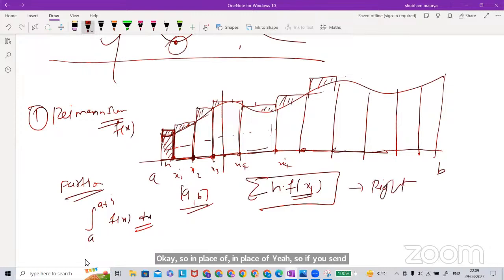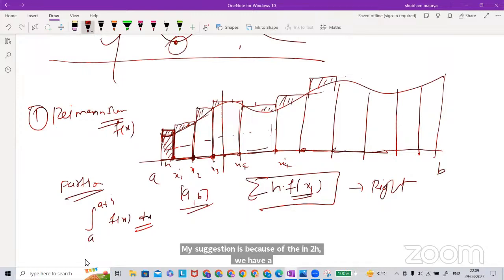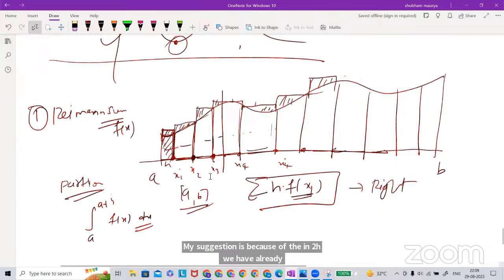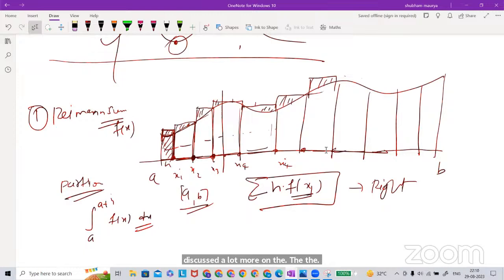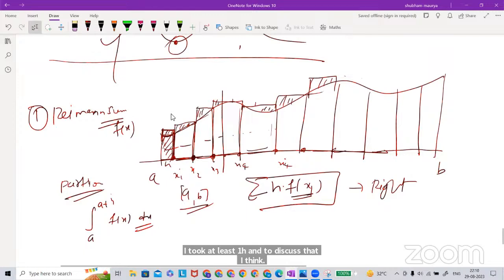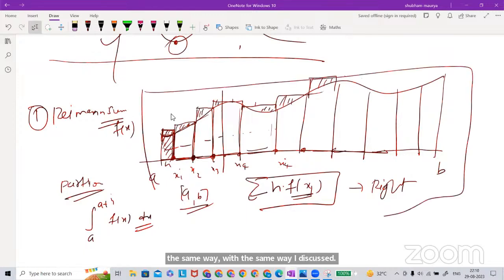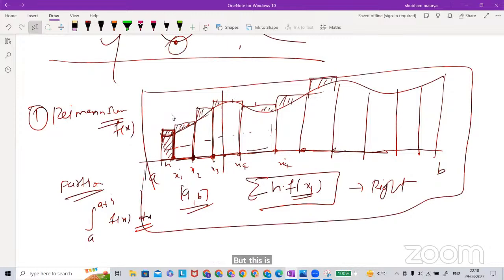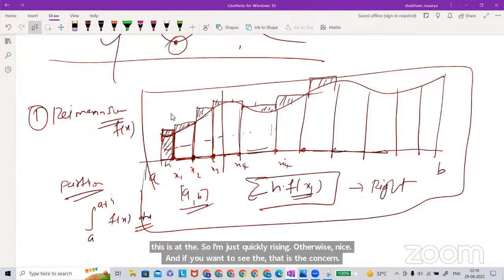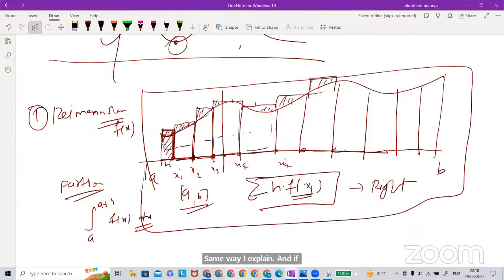My suggestion, when we are discussing the right sum, left sum, Riemann sum, is that in 2 hours we have already discussed a lot on the Riemann sum. Please watch the Riemann sum session. I took at least 1 hour to discuss that, and I discussed it the same way. But this is a revision session, so I am just quickly revising. If you want, I can give you the link of the video. Just a minute. Let me search.